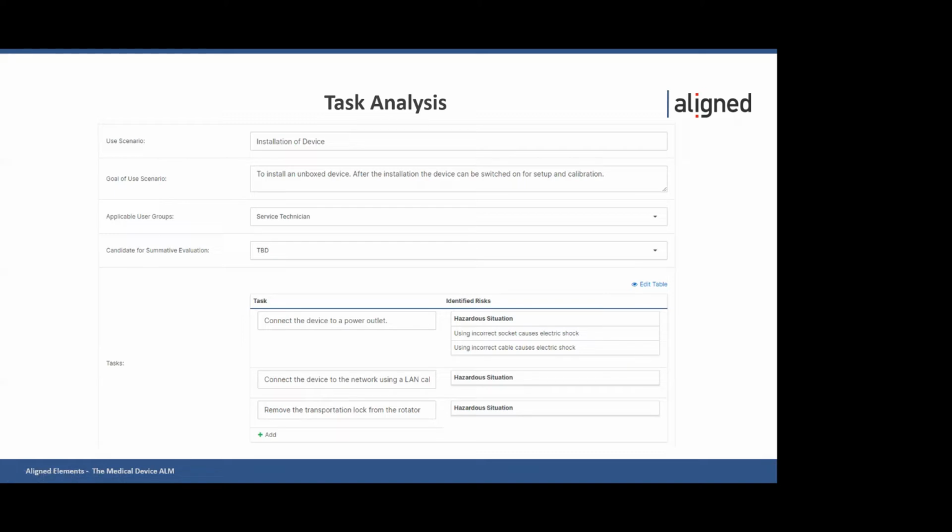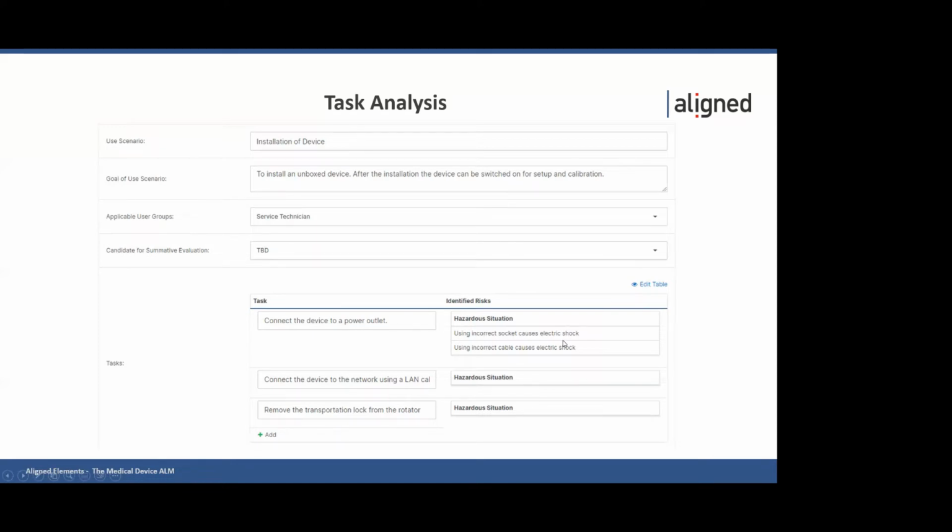And I'm, of course, very glad that Dr. Jani looked at the exact same kind of risks that I thought about, like connecting a power cable or some kind of cable to the device. So the user here that performed this task analysis have identified the tasks and have also started identifying some risks related to those tasks.